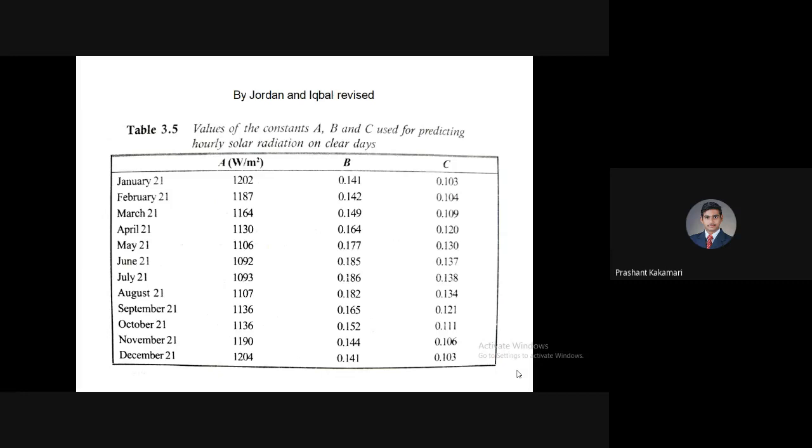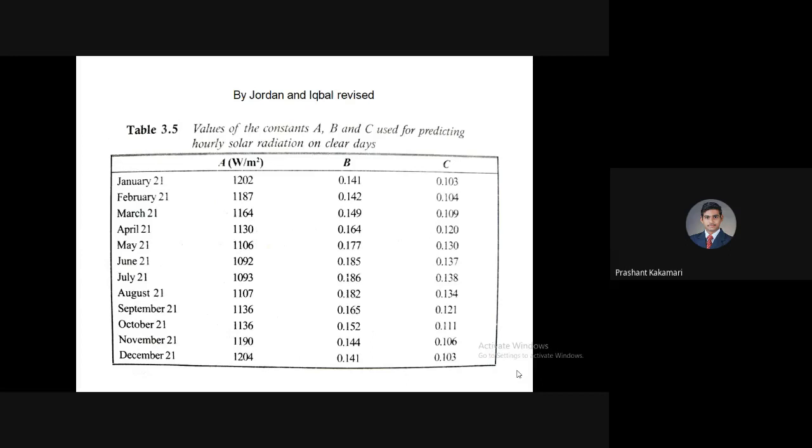So September 21, if you see, constant A, the energy received on the surface in watt per meter square, is 1136. See, that watt per meter square itself tells us it may be total radiation generally, because it is in the range of 1000. After absorption by the atmosphere, the radiation may become less than the extraterrestrial quantity. So that quantity is 1136 watt per meter square.